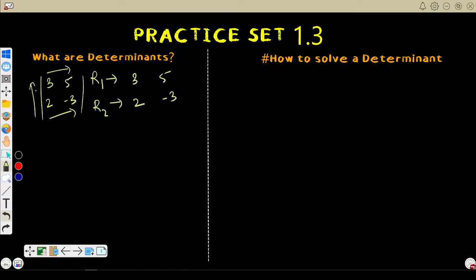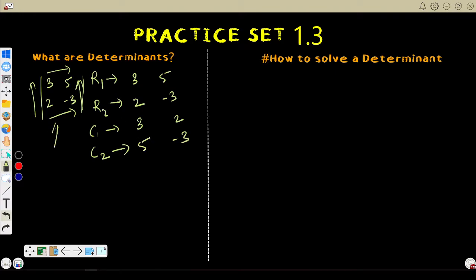Now look at the first column, which I will represent using C1. The first column has numbers 3 and 2. Now look at the second column, which I represent using C2. It has 5 and minus 3.